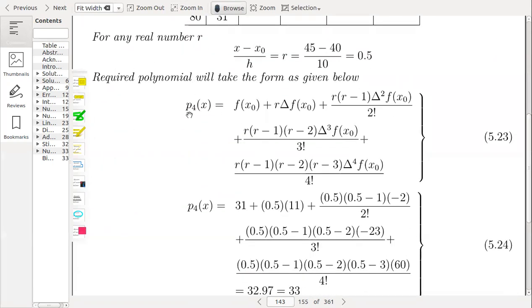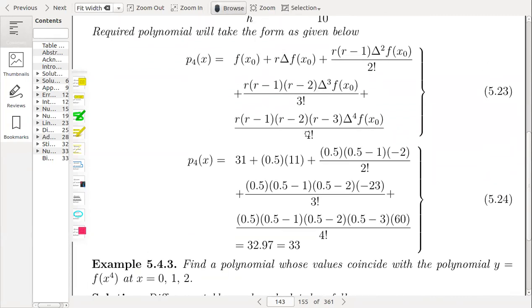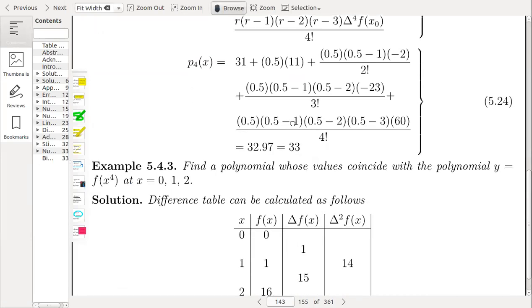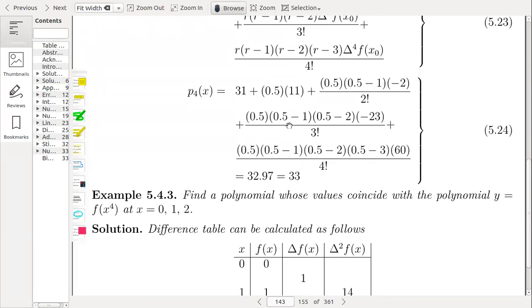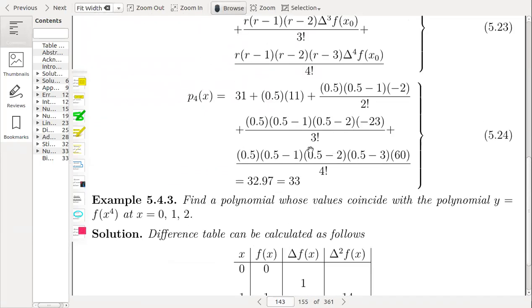Then here we can apply the forward difference interpolating polynomial: r into delta f of x naught plus r into r minus 1, and so on. Since r is equal to 0.5, we make the substitution of this 0.5, and finally we will have p4 of x equal to 32.997, which we can approximately write as 33. So 33 students have marks less than 45. So that is the solution.